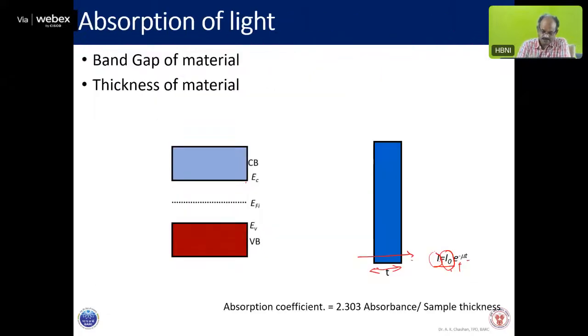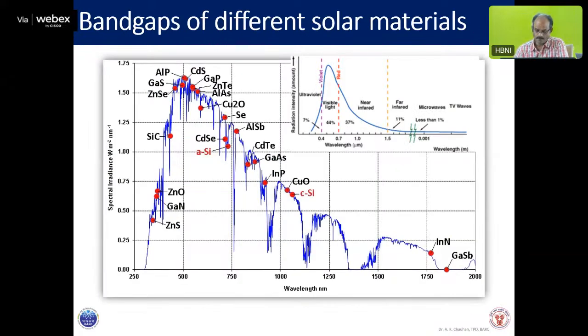So this tells us that band gap is very important for the solar cell. Whatever material we are using, we have to select the band gap so that it absorbs the maximum of the light. Some of the typical materials with their corresponding band gaps are shown in this figure.